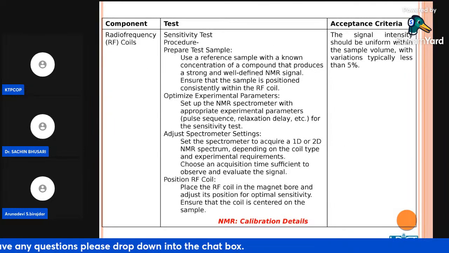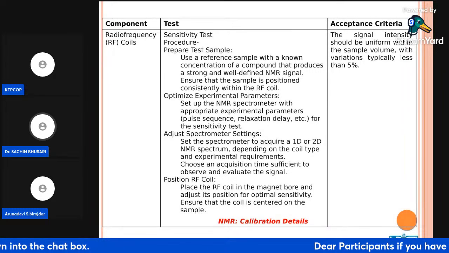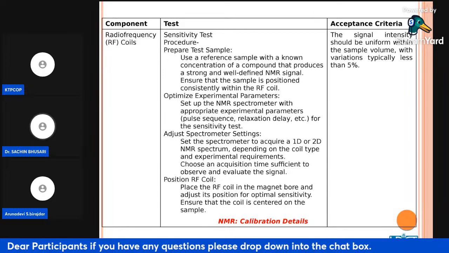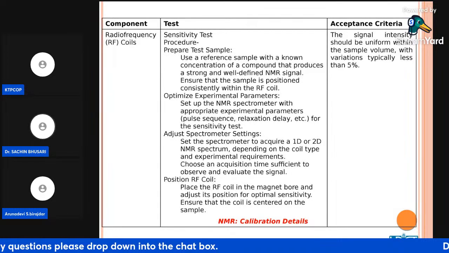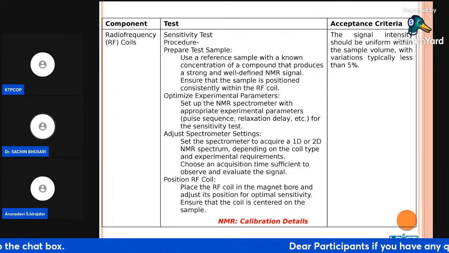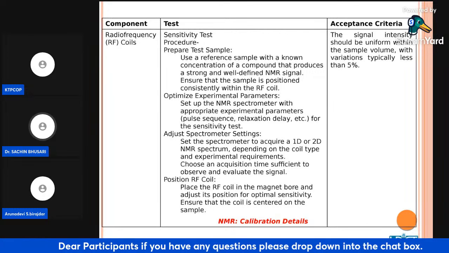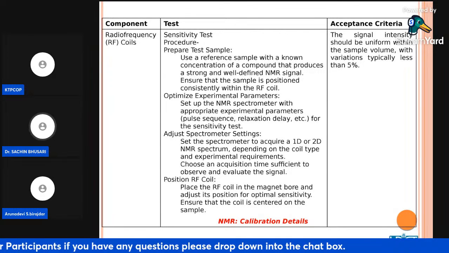See the protocol. Again, radio frequency coils have to be checked for their performance. So a sensitivity test is there for radio frequency coils, because if you are trying to resonate a molecule, it is based on coils only, correct? If you recall the theory from instrumental methods of analysis, the sensitivity test has to be done. The signal intensity should be uniform within the sample volume, with variation typically less than 5%. So for NMR calibration, these are the three typical protocols which are mandatory.